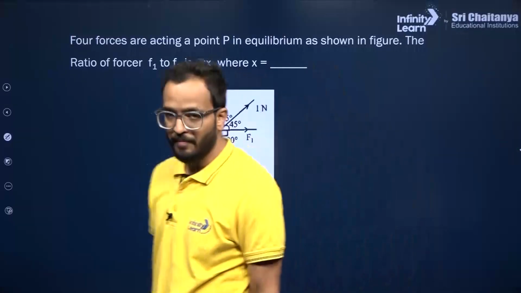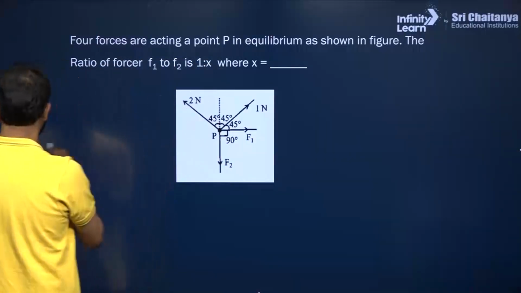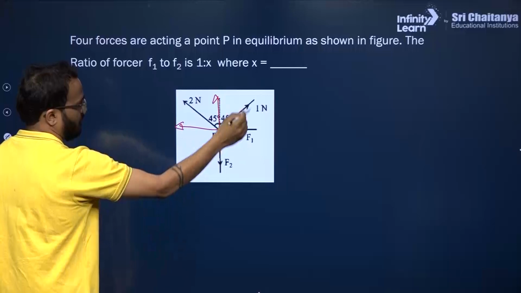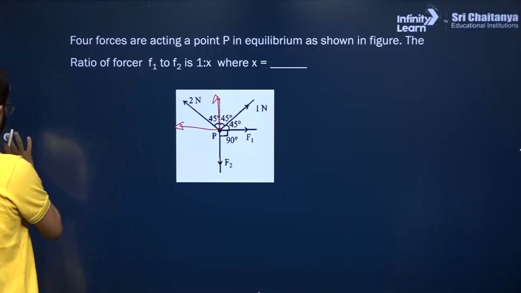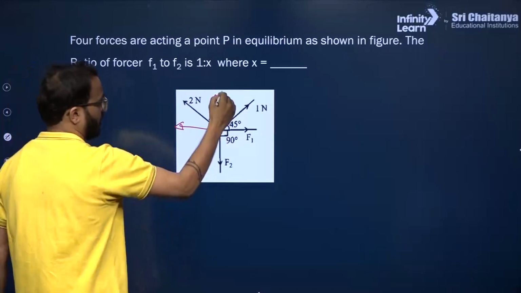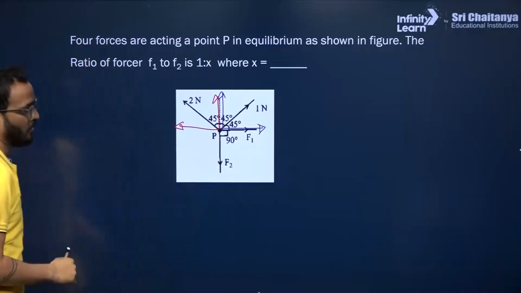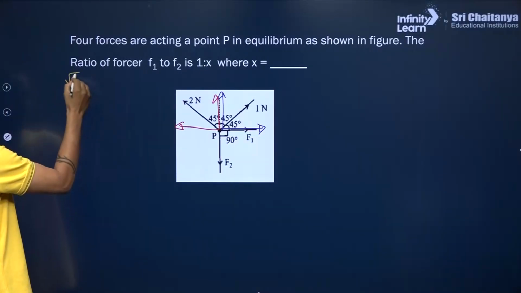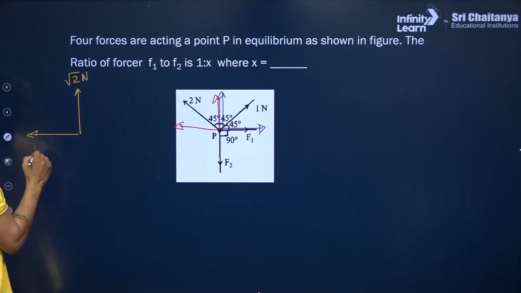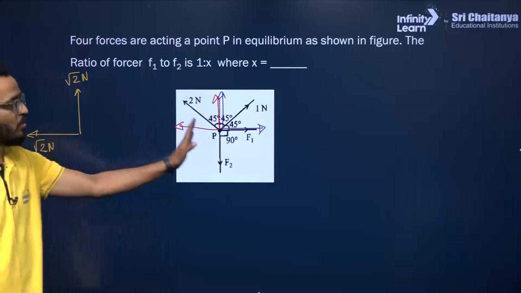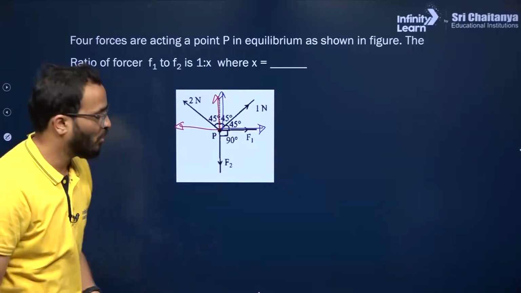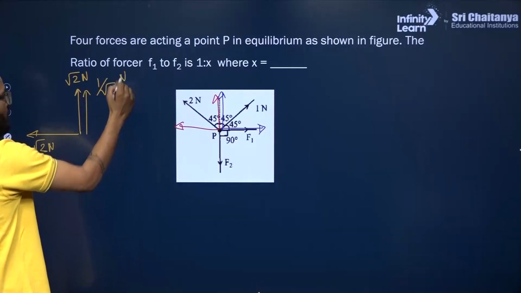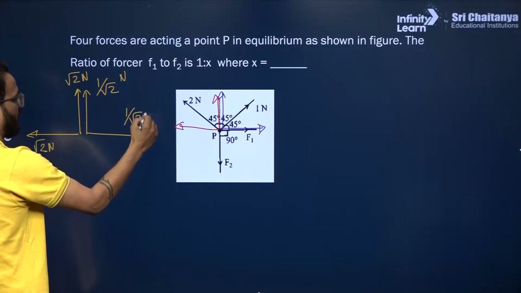Okay, now this is a wonderful question. Quickly break this 2 Newton into components. Break this 1 Newton also into components. Okay, so now let's quickly begin. If you break 2 Newton into components, it will be root 2 Newton and root 2 Newton here. How? It is 2 cos 45, 2 sin 45. 2 cos 45 will be what? Root 2. Okay, and if you break this 1 Newton, it will be 1 by root 2 Newton here and 1 by root 2 Newton here.